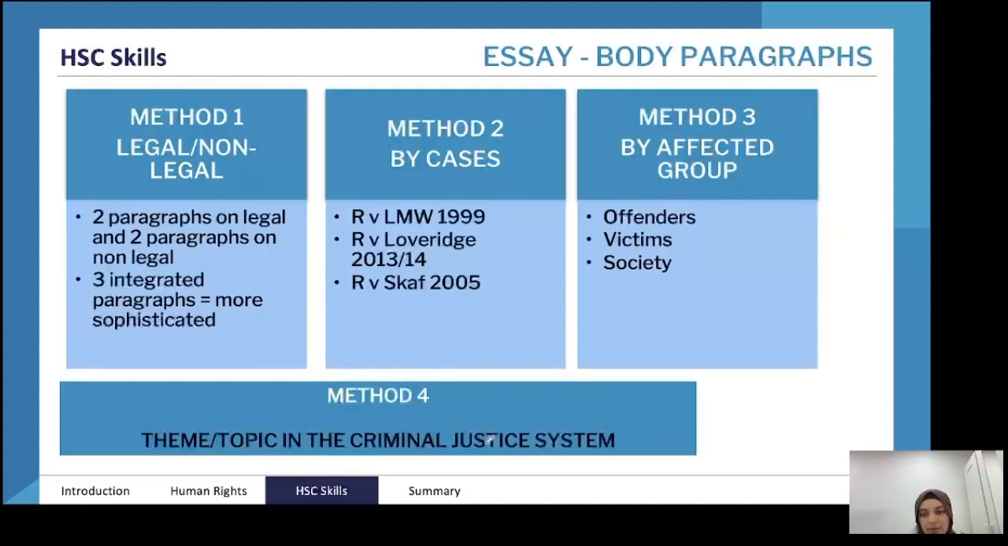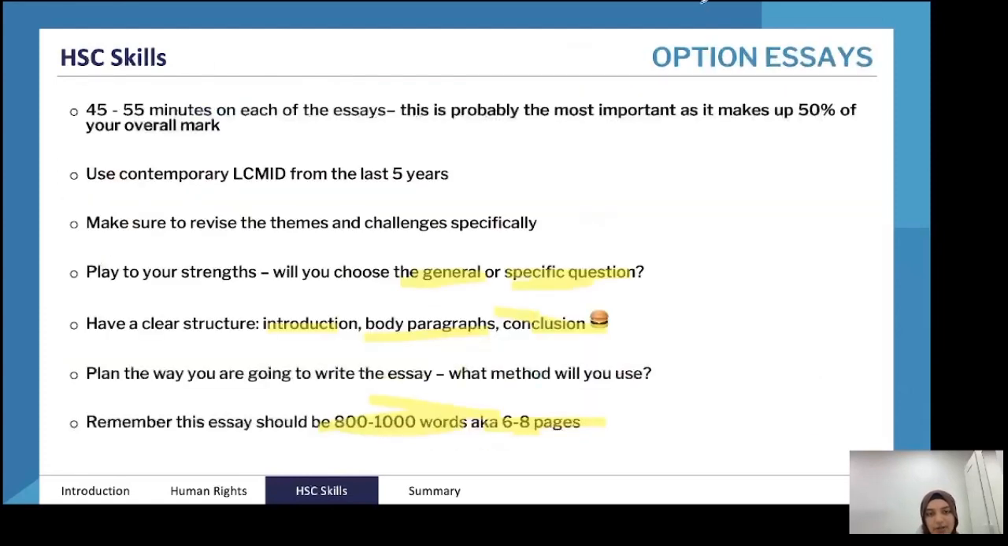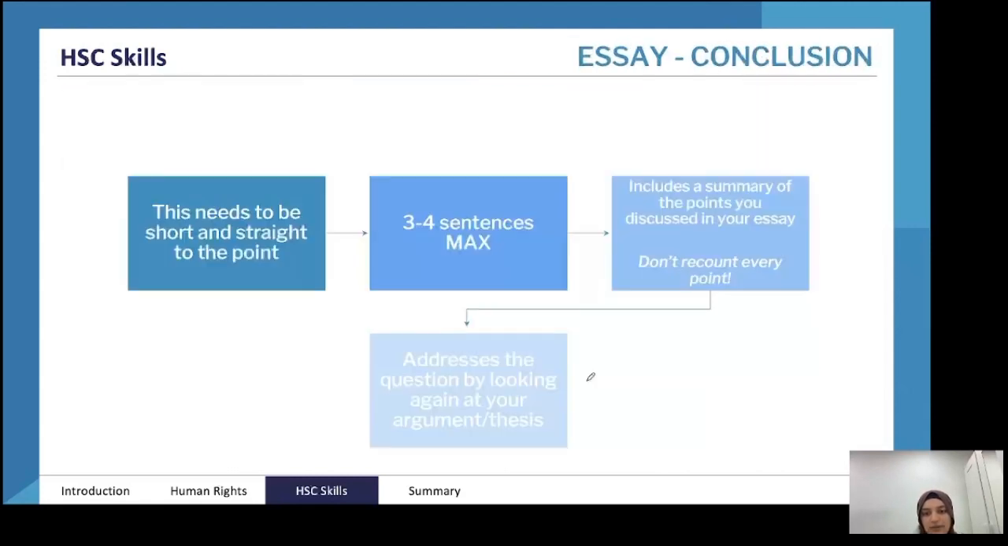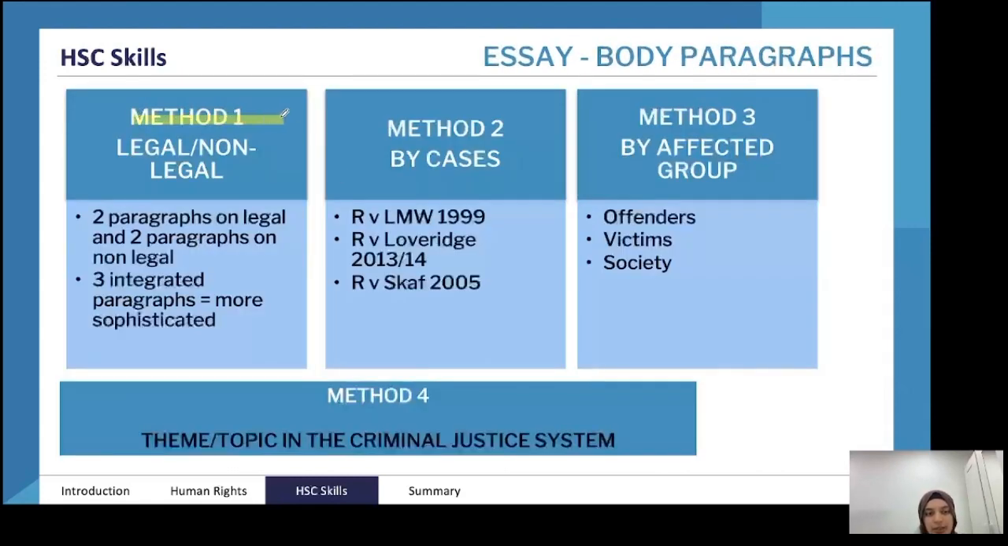Great. So with our body paragraphs, we've got a few different methods. So this is what I was talking about earlier when I was talking about which method you'll use. So you've got method 1, which is your legal and non-legal responses. So you can do 2 paragraphs, for example, on legal and 2 paragraphs on non-legal, or you've got 3 integrated paragraphs, which is more sophisticated. Again, up to you which way you want to do it. But this is good for questions that specifically do ask for legal, non-legal. That's a great way to go about it.